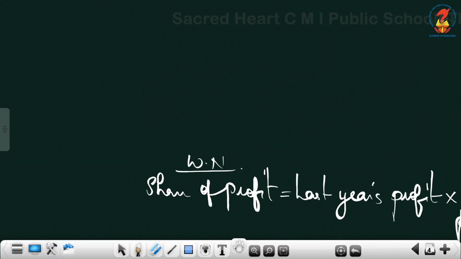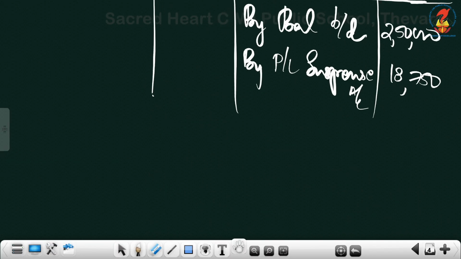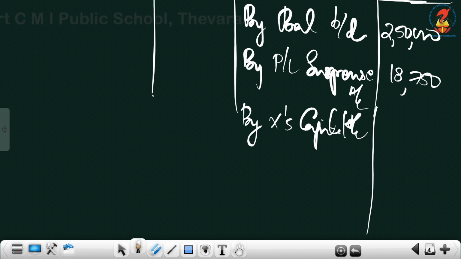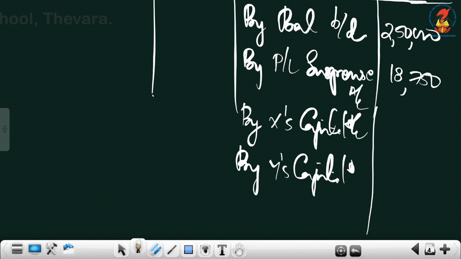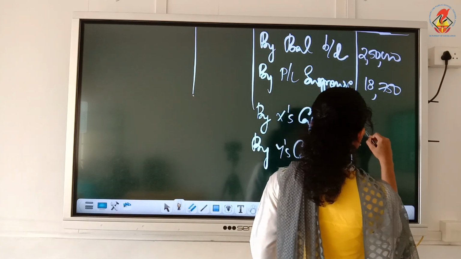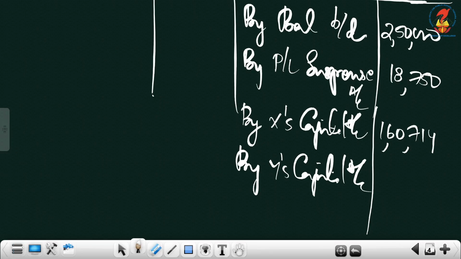So now we will write separately, like by X's capital account and by Y's capital account, divide that 1,87,500 in 6:1 ratio. So amounts you will get like 1,60,714 and 26,786. Okay. Yes. So goodwill is also over.